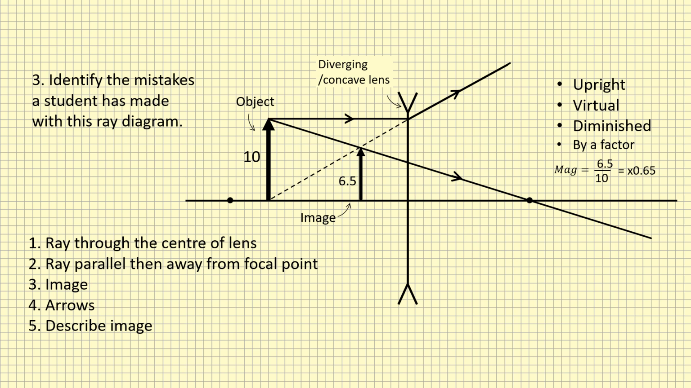Okay, what about the second ray? The second ray should be going parallel, like they've correctly drawn, but then it should be going away from the focal point on the left. Now the student has drawn it going away from the bottom of the image when it should be going away from the focal point. So you should get a ruler out and actually draw the dotted line like this, okay, and then it should be going away like that, because this will have an impact on where the image is formed. Okay, and that's about it. I think all the mistakes, the rest are correct.